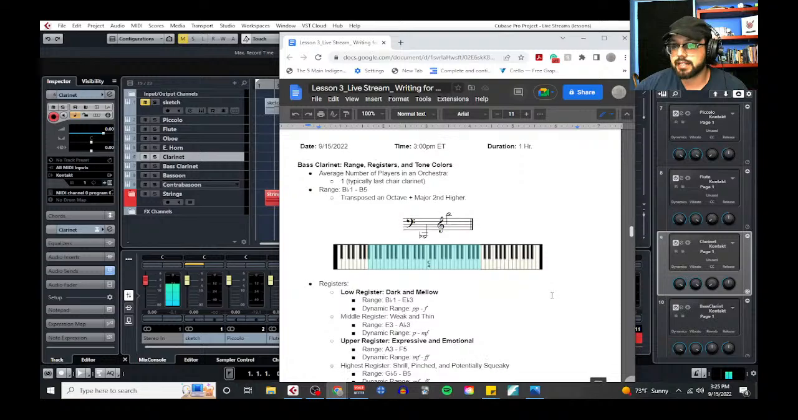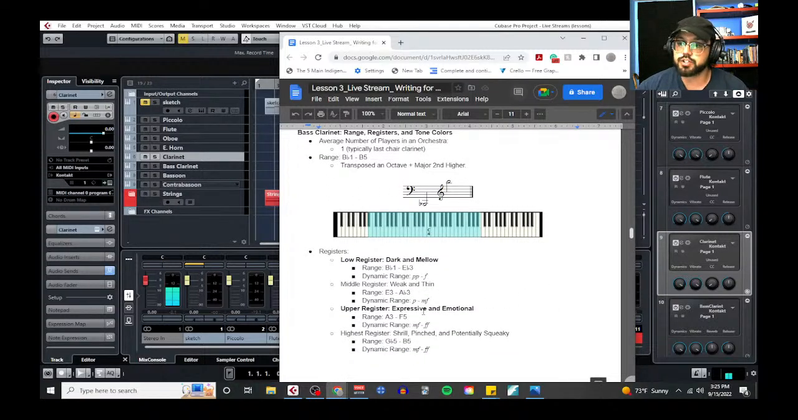Moving on, we have the bass clarinet. Very similar to the regular clarinet, just moved down a bit.